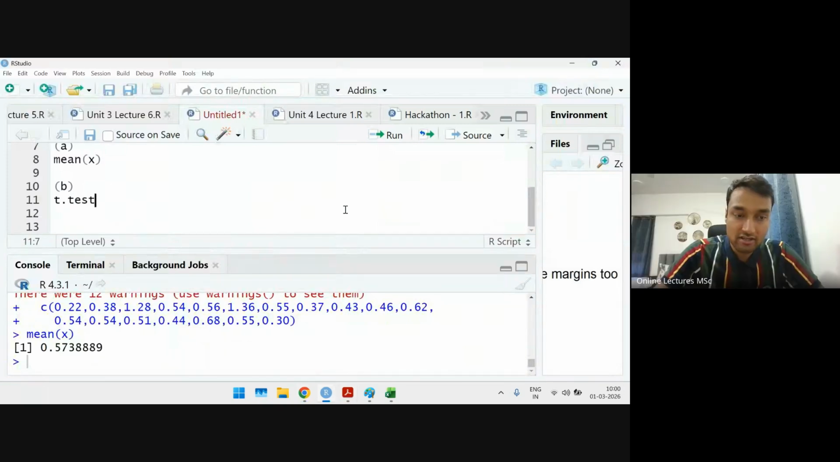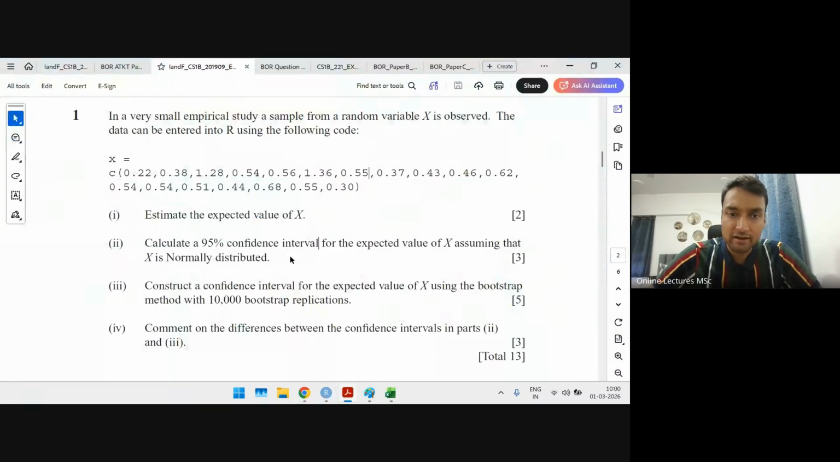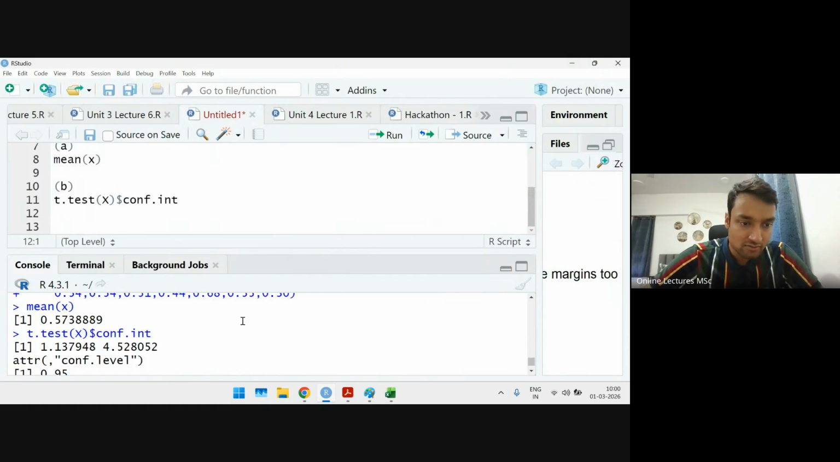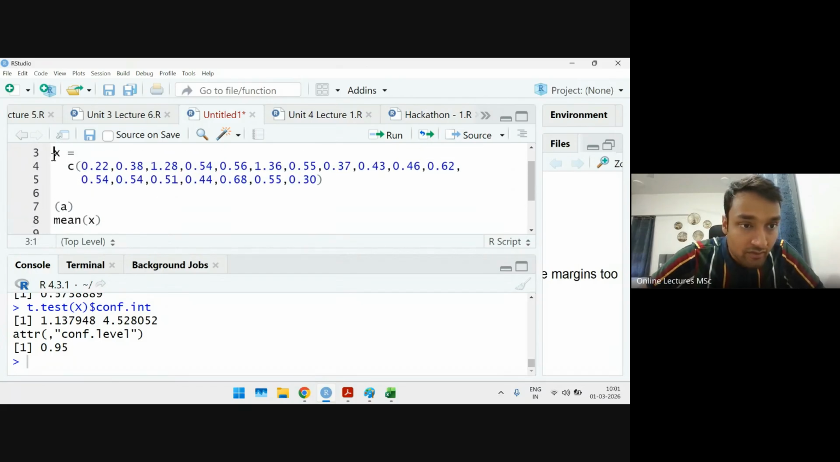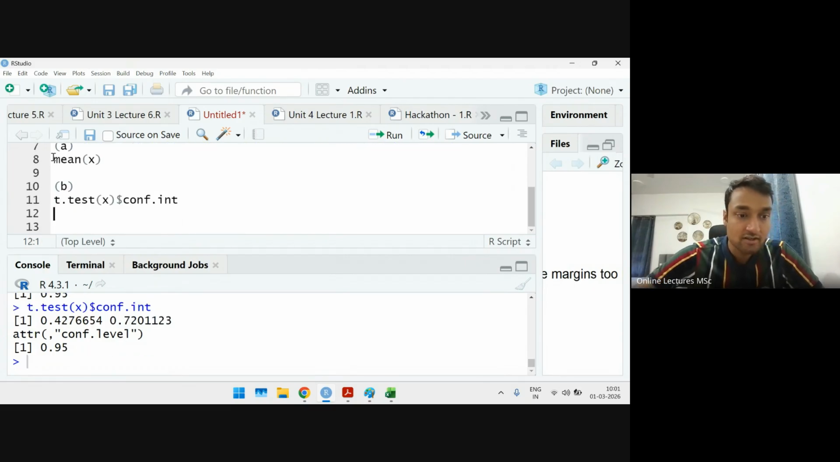So I have t.test. I write down x. Since it is a 95% confidence interval, everything is by default. I can just write down conf. I don't know if that will work. Let's check. Yeah, it does work. So you have your confidence interval from 1.13 approximately to 5.42. See if that is the exact same answer we are getting. Oh, hold on. This is a small x, this is a capital X. I'll have to switch to a smaller x. Yeah. So about 0.4276 to 0.72. See if that works. Everyone, did you get the same answer?